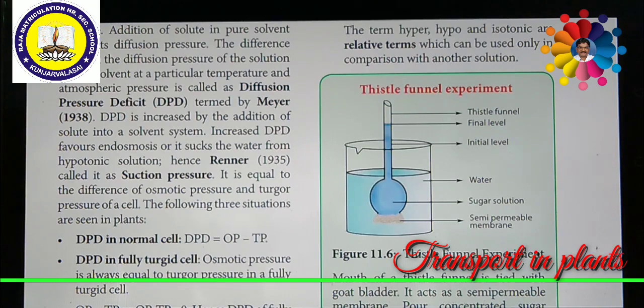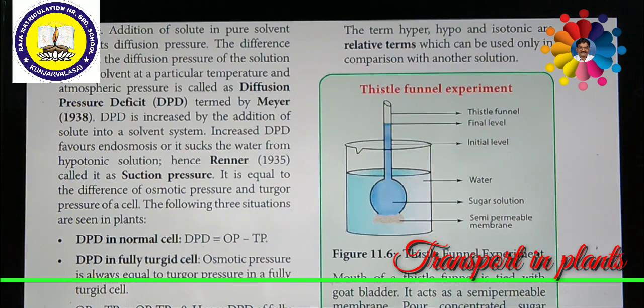Suppose a cell is kept in pure water, then what will happen? The cell will absorb the water, and the cell becomes turgid. That means there is movement of water molecules from outside into the cell. So this is called endosmosis. What is exosmosis? If there is movement of water molecules from the cell to outside, then this is called exosmosis.